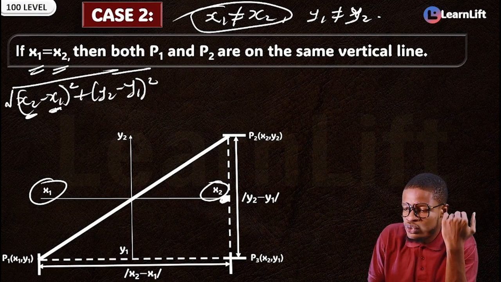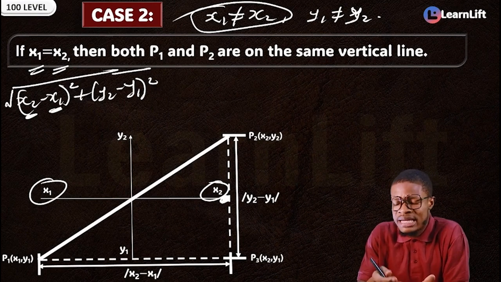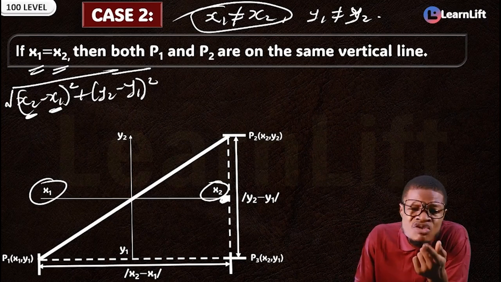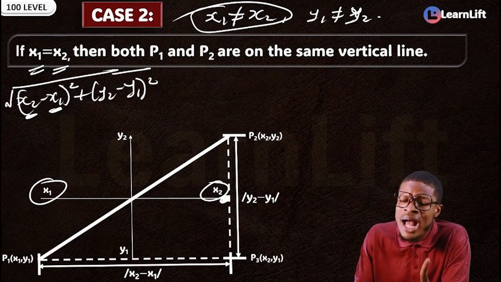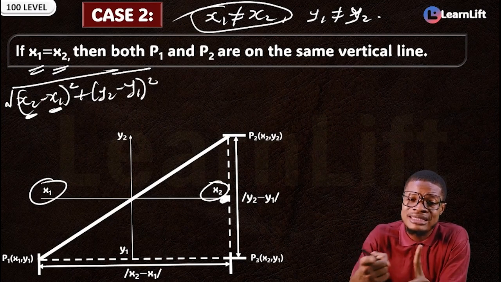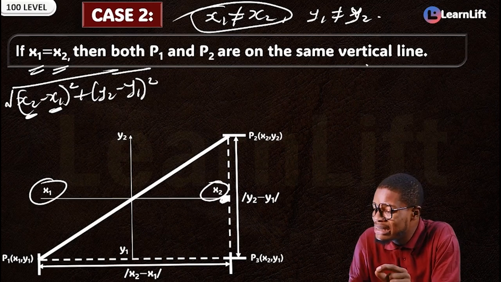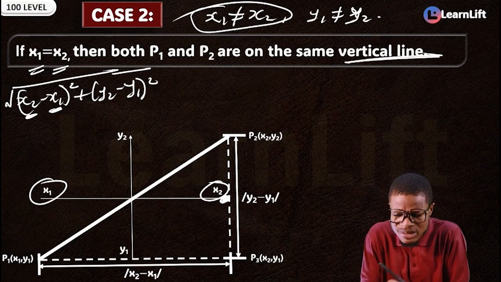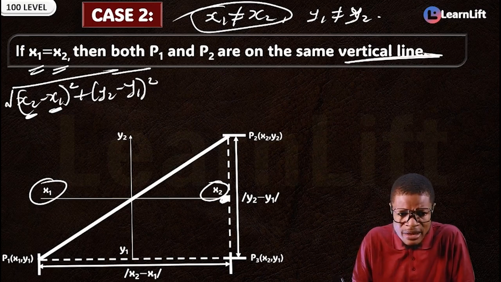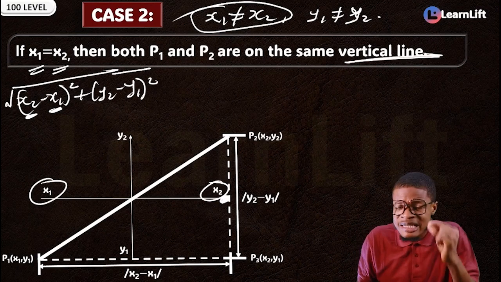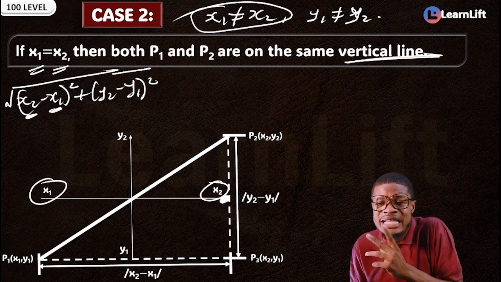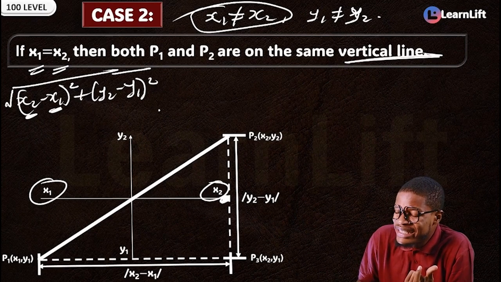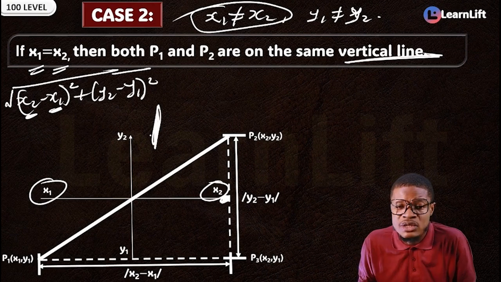Now follow me very fast. If x1 and x2 are the same and equal, what is x2 minus x1? That will be 0. When the value of x is the same, they lie on the same vertical line. But sir, I thought x is on the horizontal axis. Yes, x is the horizontal axis, but when x1 and x2 are the same, they lie on the same vertical line.